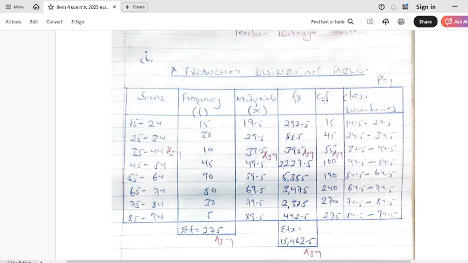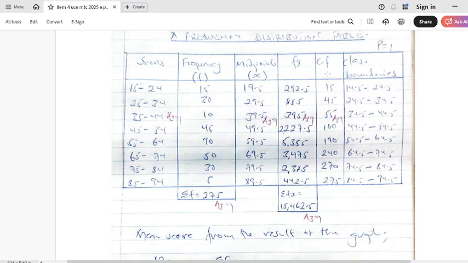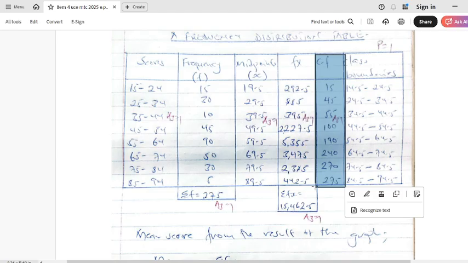Likewise for cumulative frequency, if you are writing the cumulative frequency, we normally write down the first frequency, which is 15. Then we go on adding: 15 plus 30 gives us 45. 45 plus 10 gives us 55. 55 plus 45, 100. 100 plus 90, 190. 190 plus 50, 240. 240 plus 30, 270. 270 plus 5, 275. And always the last figure in the cumulative frequency column should be the same.